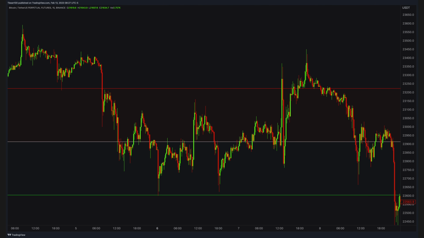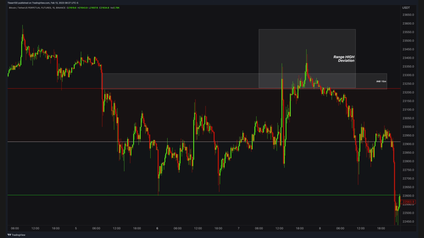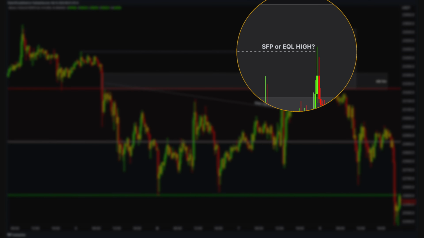Let's check the same trade with a short perspective. Once the price reaches the range high area, price deviates a lot. Price fully fills the imbalance, which is a good sign. It also clears all the liquidity inside. Now there is a little sweep right here. Okay, is this equal high or swing failure pattern, a sweep? In my opinion, this is a terrible sweep.